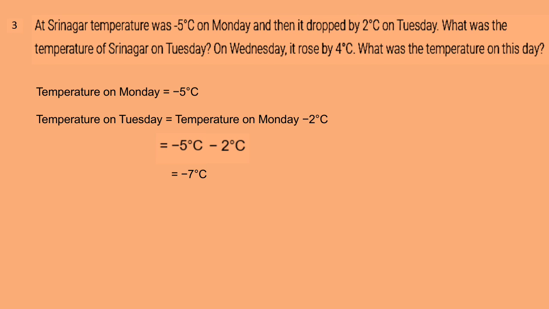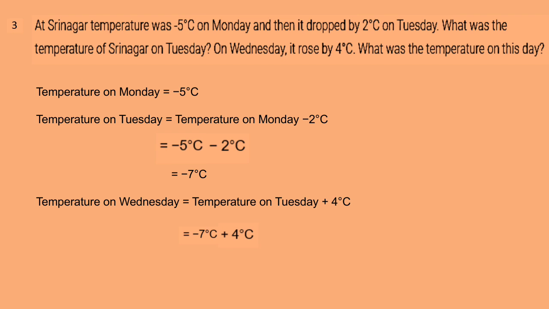So the temperature on Wednesday, you can write as temperature of Tuesday plus 4 degrees Celsius. Our temperature on Tuesday is minus 7 degrees Celsius, then plus 4 degrees Celsius. Like this you have to write. Here one is minus, one is plus sign. That is different sign. So I am going to subtract the smaller number from the bigger one. Bigger number is 7, smaller one is 4. So 7 minus 4 is 3. And I will put the larger number's sign. Larger number is 7, so its symbol is minus. My answer is minus 3 degrees Celsius.